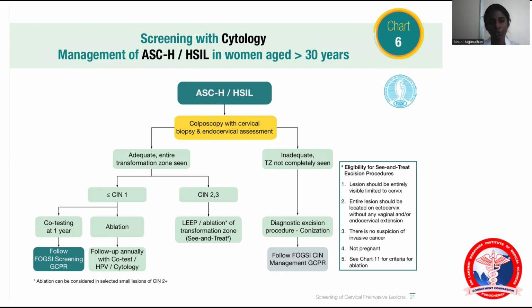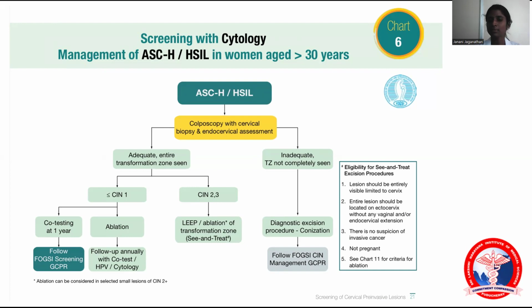If it comes as CIN2 or CIN3, then excisional procedures should also be considered. Large loop excision of the transformation zone or ablative procedures of the transformation zone, that is, the see-and-treat policy, should be followed. If colposcopy with cervical biopsy and endocervical assessment is inadequate, in case the transformation zone is not completely seen, you have to go in for a diagnostic excisional procedure, that is called conization, and you have to treat according to GCPR guidelines.